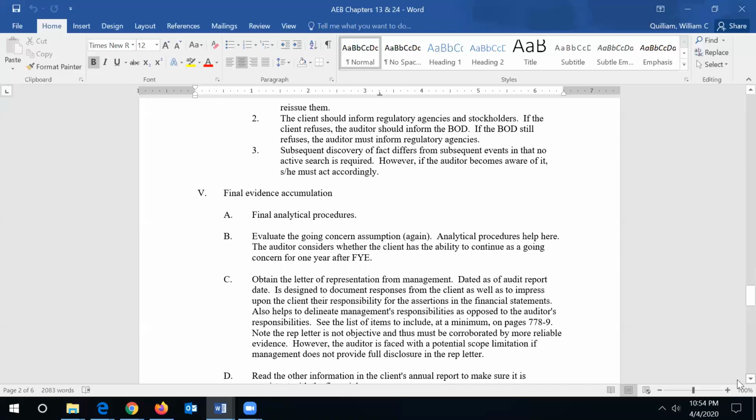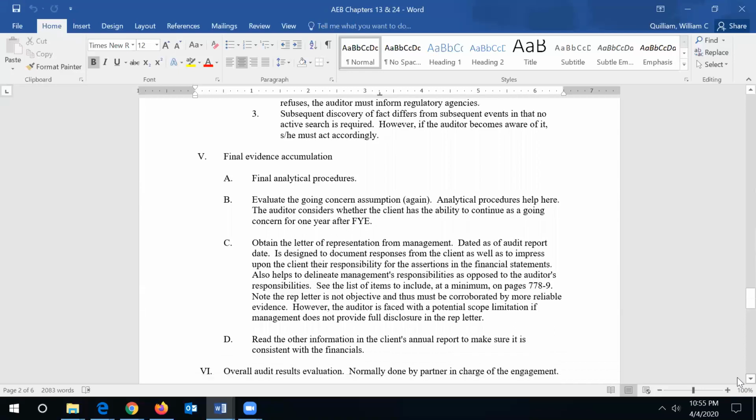Then third, subsequent discovery of fact differs from subsequent events in that no active search is required. What the standards say is, however, if the auditor becomes aware of it, he or she must act accordingly. So obviously, in practicality, we will search.